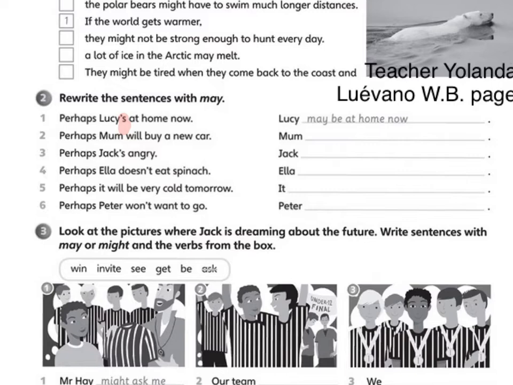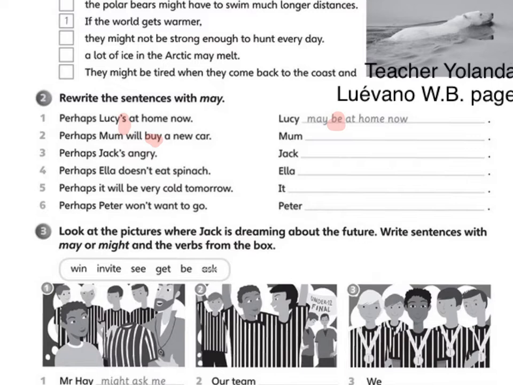And the normal form, the stem form of the verb, is be. We cannot say Lucy may is. No, the correct form is Lucy may be at home now. So let's pay attention to our verbs.